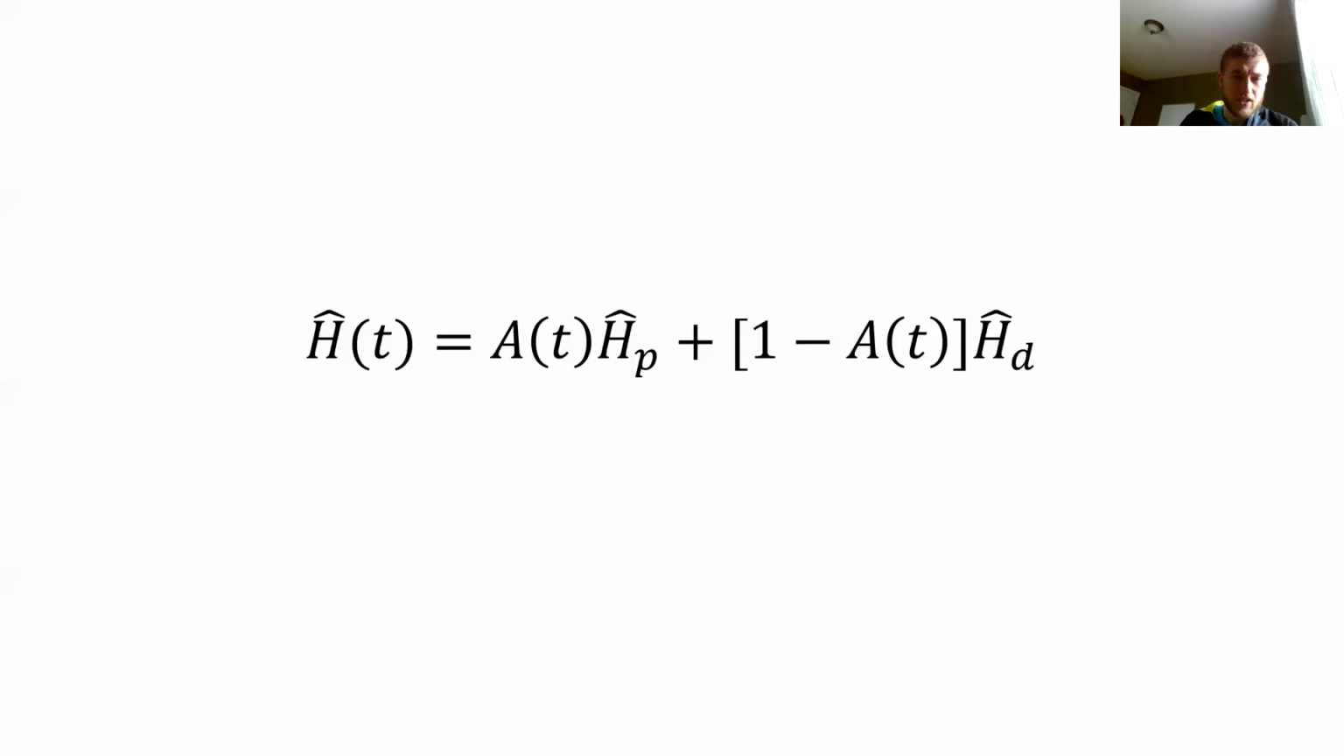So this is going to control what happens for the annealing process. For the standard annealing, if we're doing standard linear interpolation, then this A of t would be something like the function t over some annealing time. And then you can go from time equals 0 to time equals the annealing time, and you'll go from one Hamiltonian to the other. What we want to see is, can we do something different?